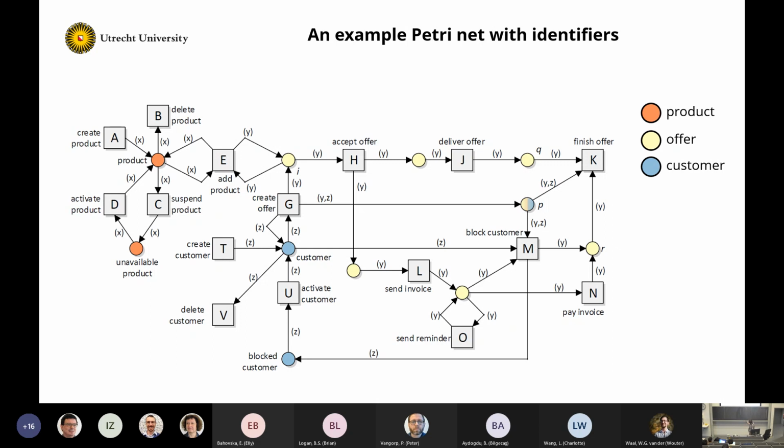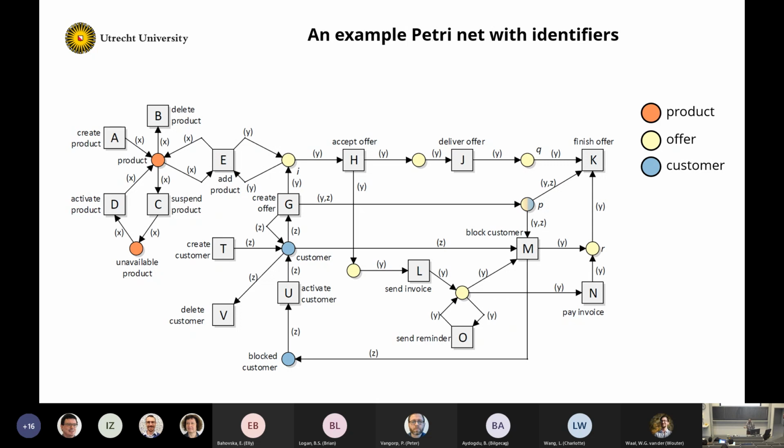We color the places. So we have a part for products. So transition A means I can create a product. Transition B means I delete the product. And products have two states. Either they are available or they are unavailable. And with transition C, I make them unavailable. With transition D, I make them available again. So that's this loop here. And I can add the products to what I call the offer.